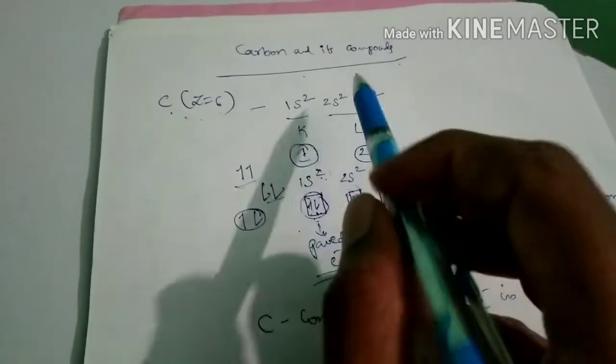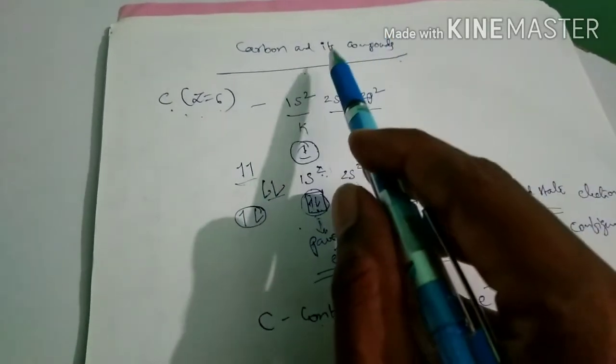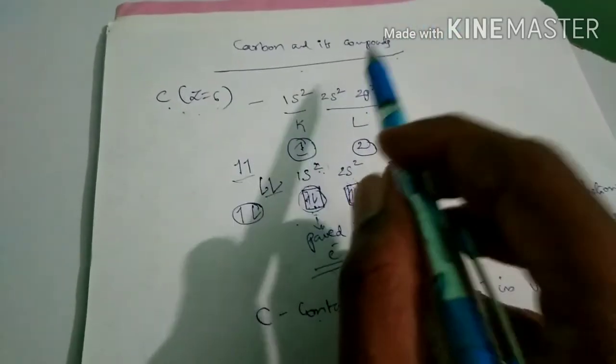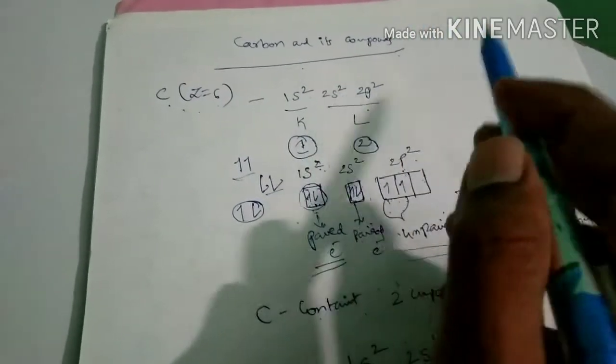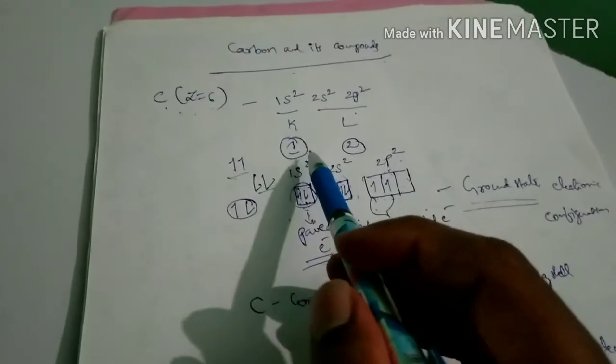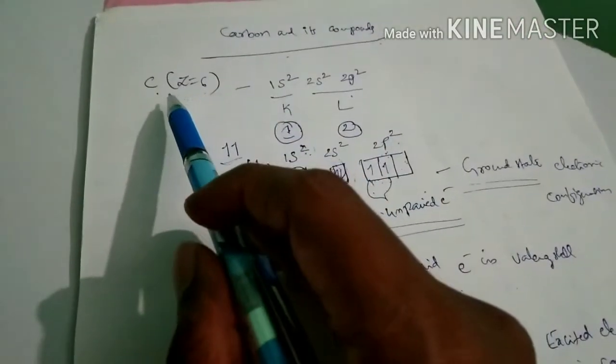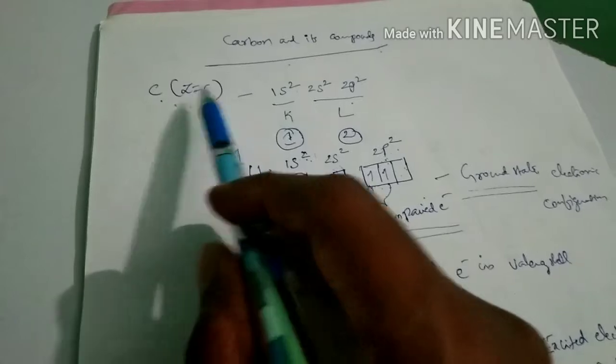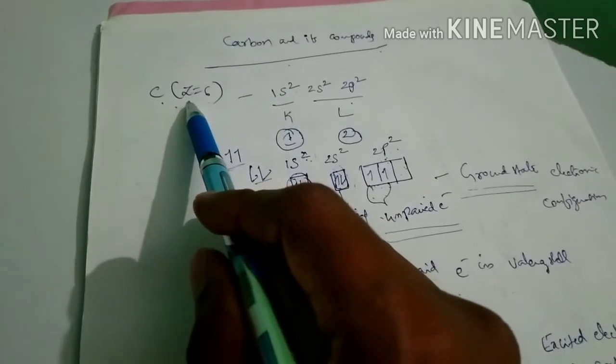Compounds means carbon compounds, that means along with carbon atoms some other atoms should be there, that is why those are called carbon compounds. Here the atomic number of carbon is 6. Atomic number is represented by Z. It is 6.